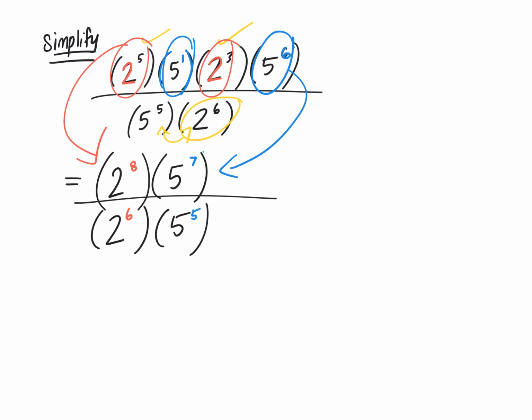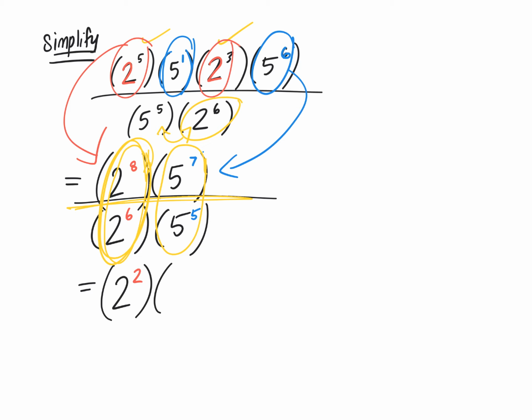I have 2 to the power of 8 divided by 2 to the power of 6. So it'd be 2 to the power of 2, right? Good. So we've simplified this. That's division, right? This line means division. And then I'm doing 5 to the power of 7 divided by 5 to the power of 5 is 5 to the power of 2. I've simplified it now. I wrote the exact same thing, but I just made it smaller.